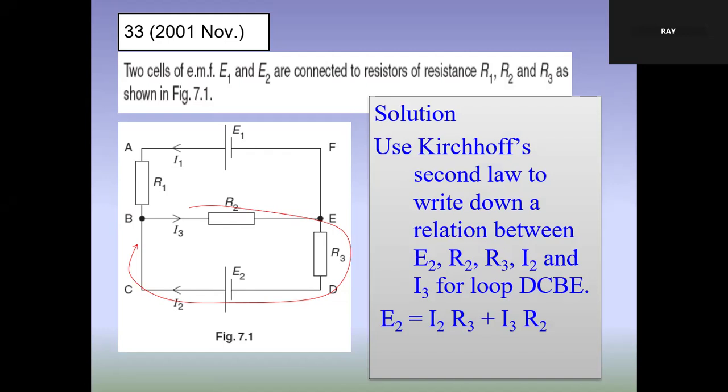But this loop is just B, E, D, C, isn't it? D, C, B, E. That's the direction I'm choosing. Clockwise. B, E, D, C. D, C, B, E. Show you the rate.